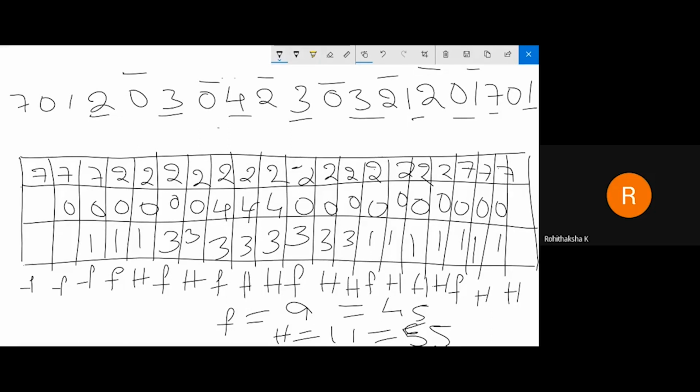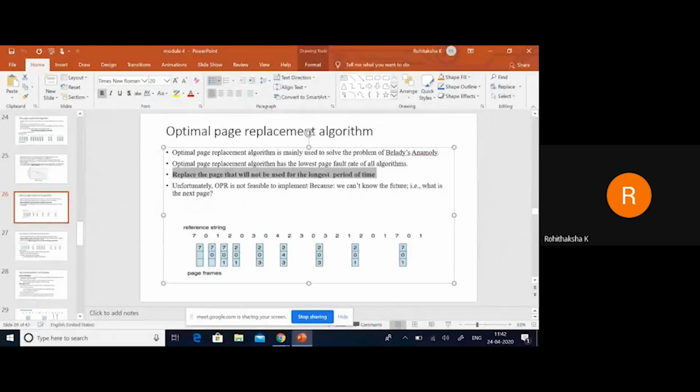So that is one of the disadvantages of the optimal page replacement algorithm. It is very difficult to predict what the next page will be. Unfortunately, the optimal page replacement is not feasible to implement. Even though the hit ratio is good, it is not possible to implement. Why? Because we can't know the future, that is, what the next page is.